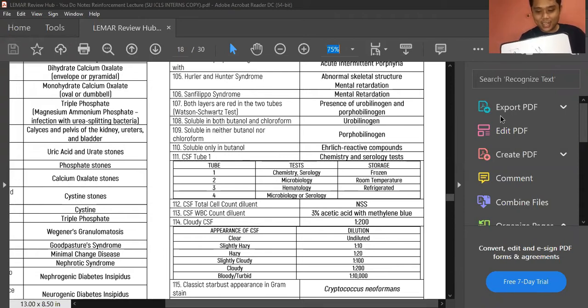Any questions, Karina? Did you understand the Watson-Schwartz? Okay? Yes, sir. Okay. Alright, so let's look for space for the permanent markers.